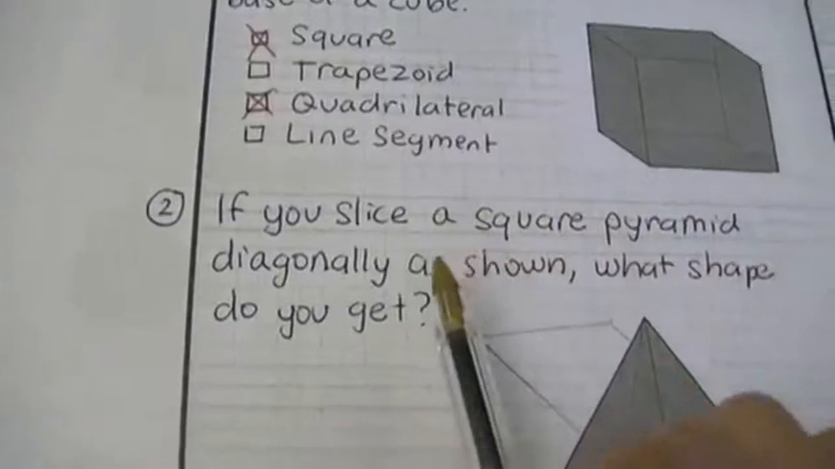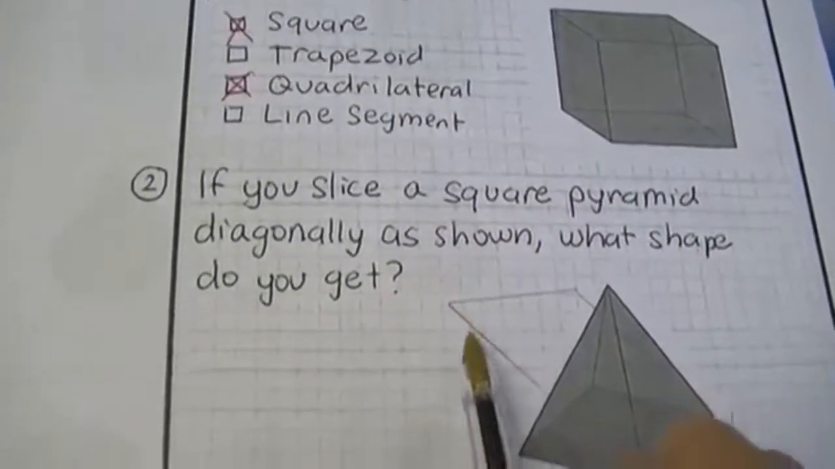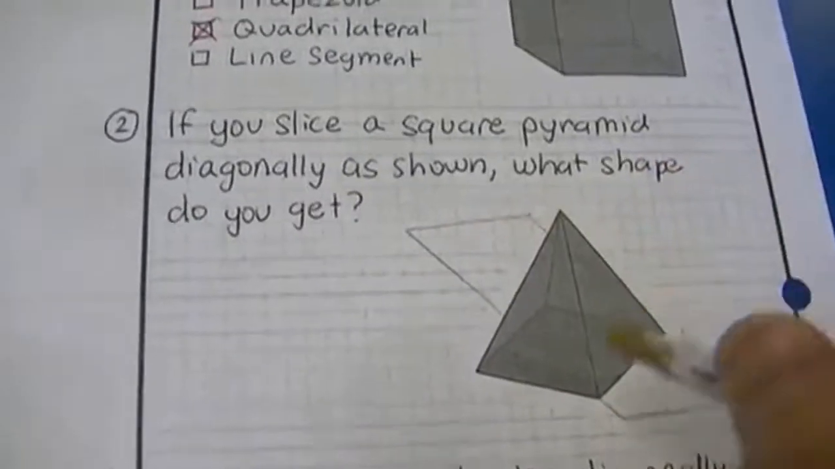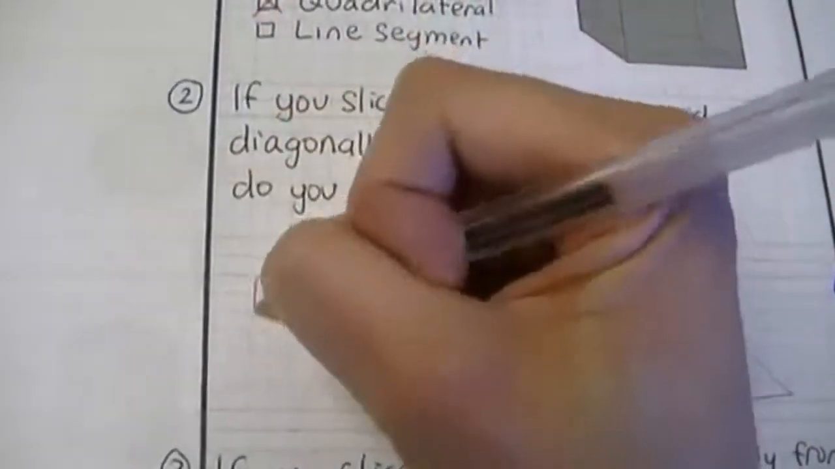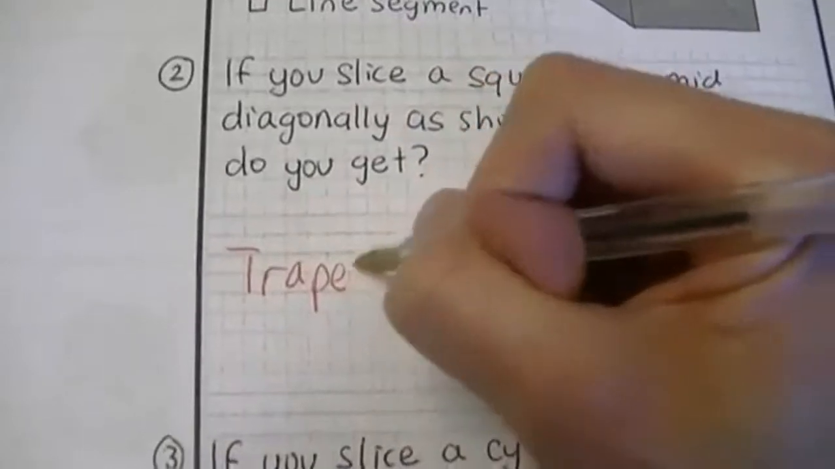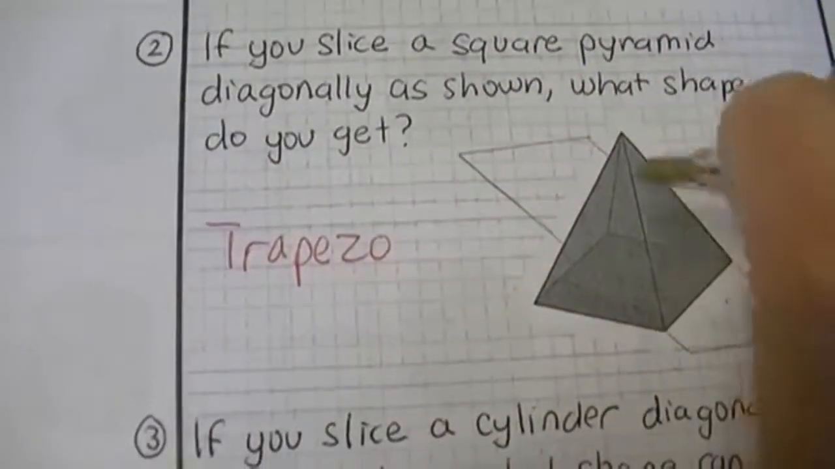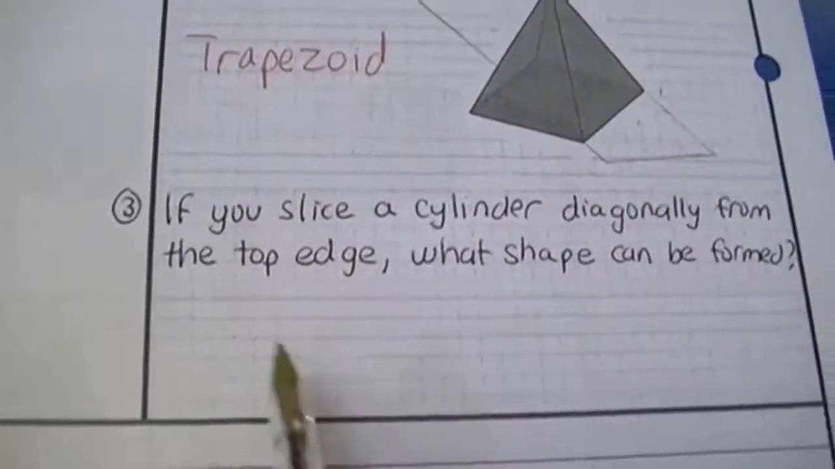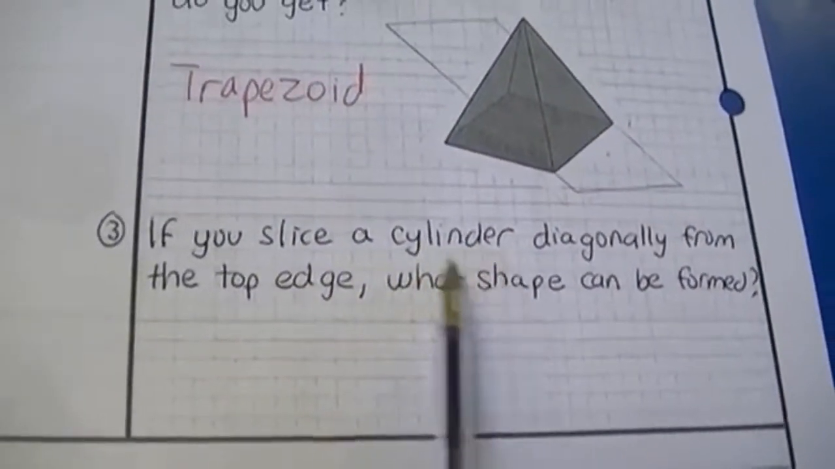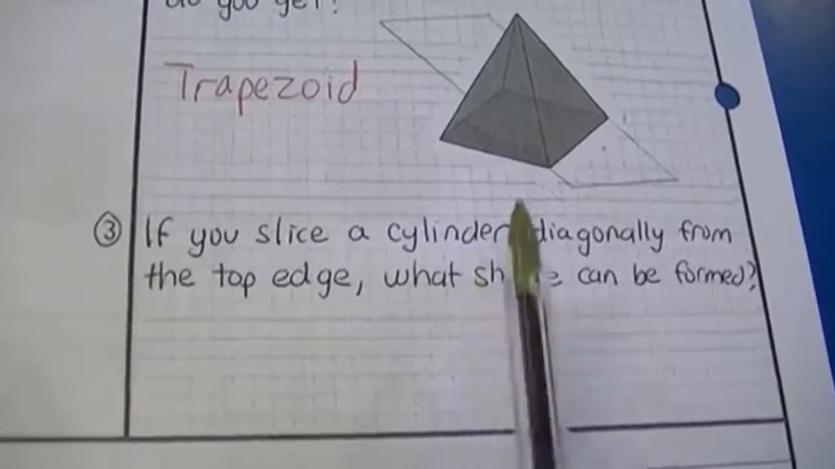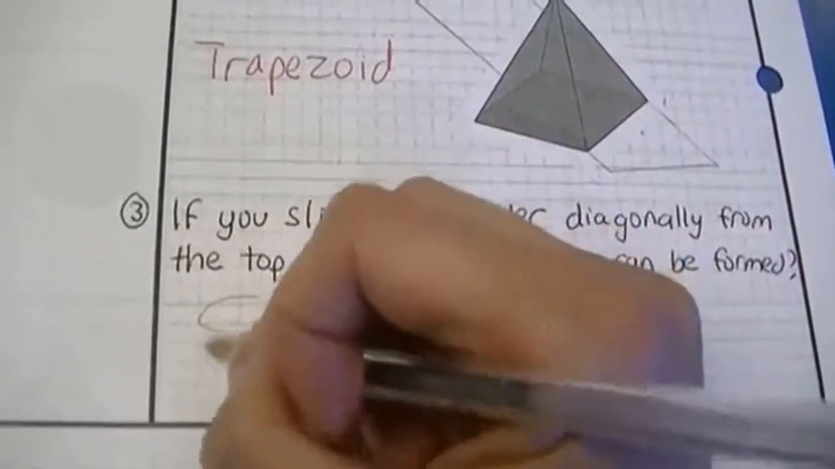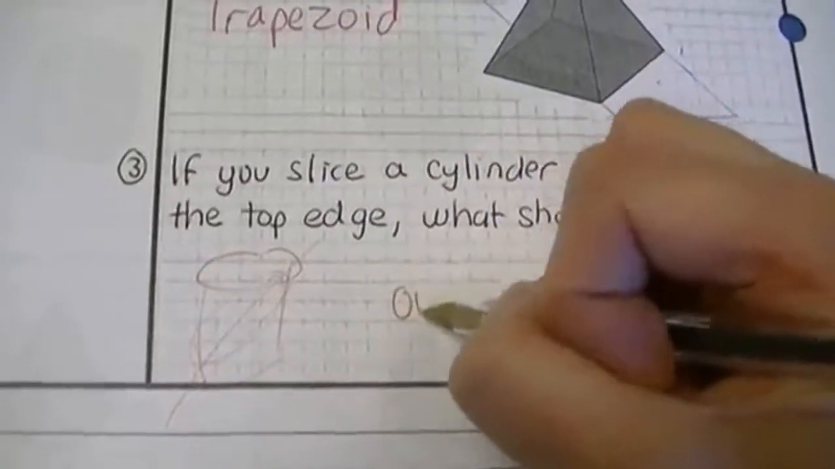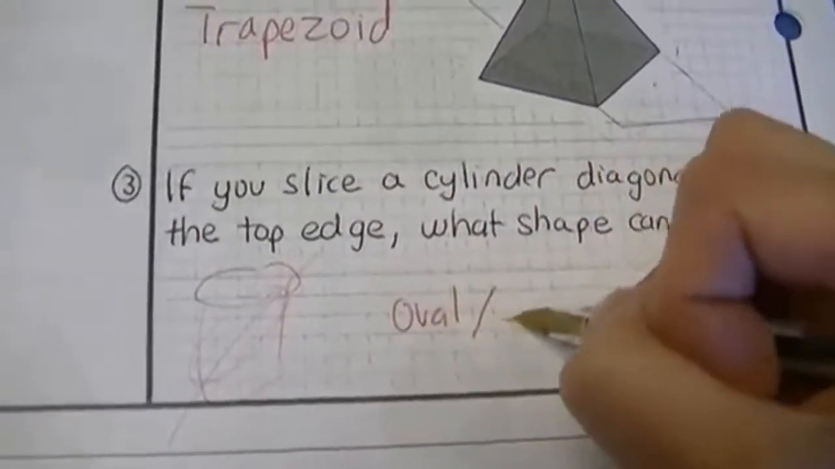Okay? Here, if you slice a square pyramid diagonally shown, what shape do you get? So like slicing it like this. The little ninja showed us this one. It's a trapezoid. And if you can't picture that based on my silly drawing right here, rewind this video and watch the little ninja guy. He also helped you with this one. If you slice a cylinder diagonally from the top edge, what shape should be formed? So it'd be kind of like this. And if you look at it, that's going to be an oval, or I've heard it called an ellipse.